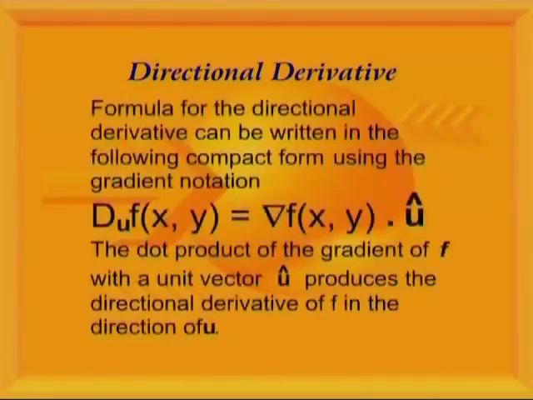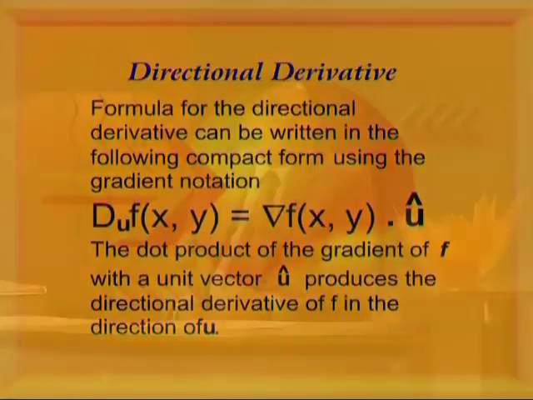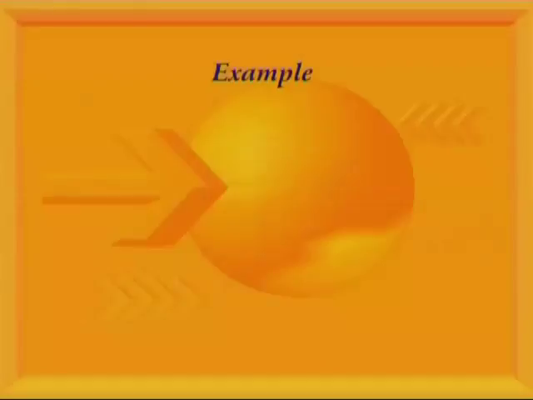So here, the directional derivative of f in the direction of u is equal to del f, which means the gradient of the function, dotted with the unit vector in the direction of u. So we have got another method to find the directional derivative. Let us do an example using this second method.